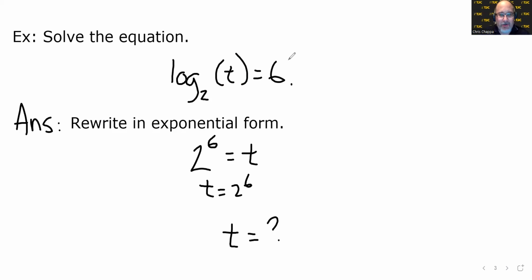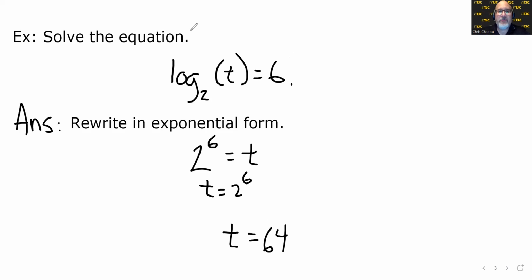But I would like to know what 2 to the 6th power is, so we could either raise 2 to the 6th power in a calculator or do what 2 to the 6th power means, which is 2 times 2 times 2 times 2 times 2 times 2. And if you do all that, you get 64.